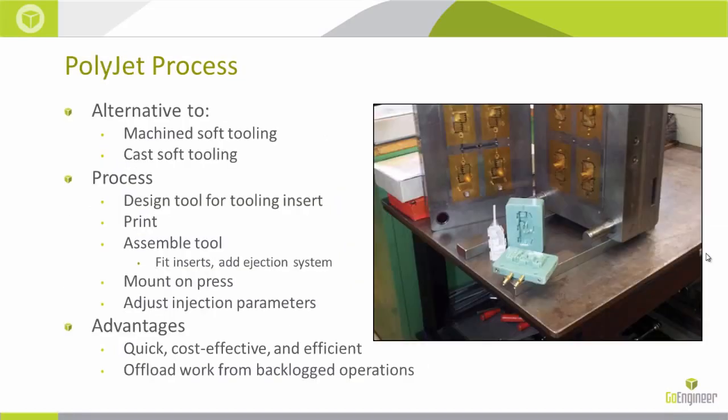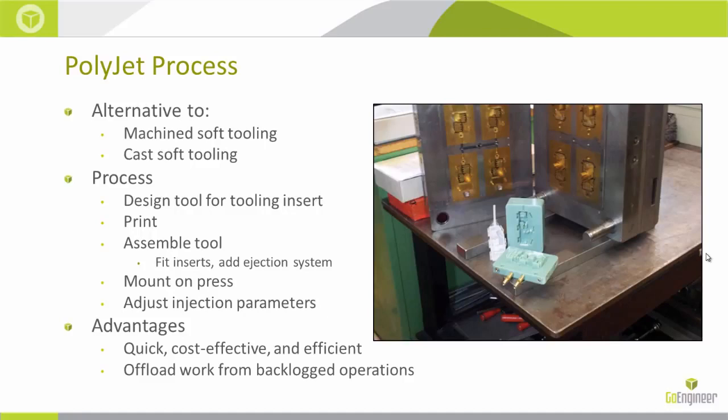So the PolyJet process is going to look a little bit different. Instead of machining an aluminum mold or casting a soft tooling, we're going to be creating these mold or tooling inserts. If you see the image there, the green portion of the mold tooling is the printed portion. Behind that, we have an actual mold tool with some gold inserts.